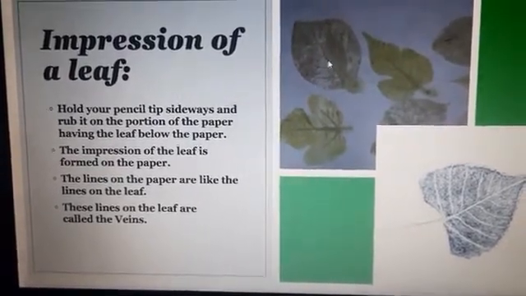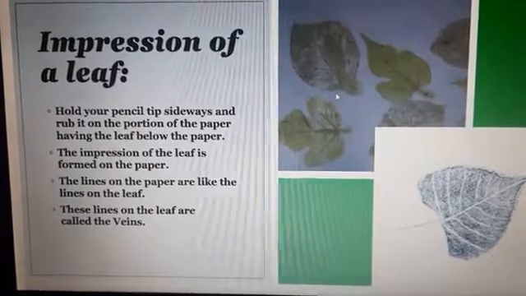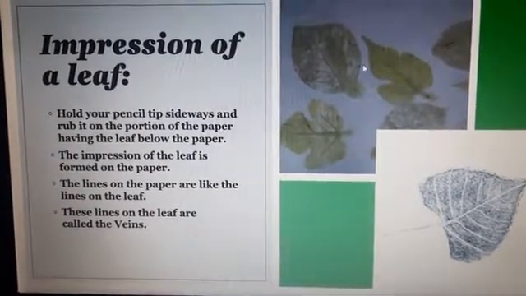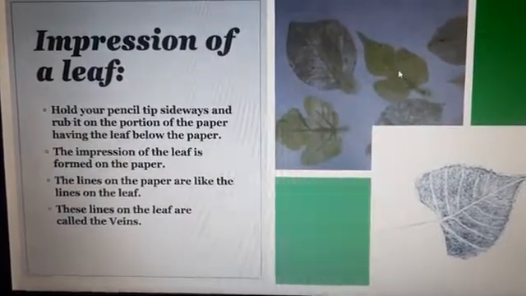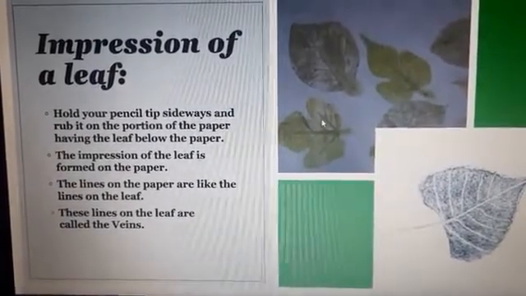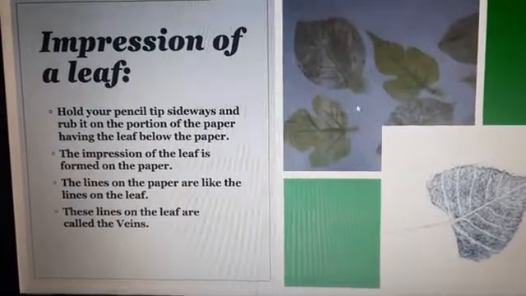You can also make an impression of this kind, children. You will have to color one side of the leaf and then press it on a white sheet. So you will get something like this. You can use some other color as well.